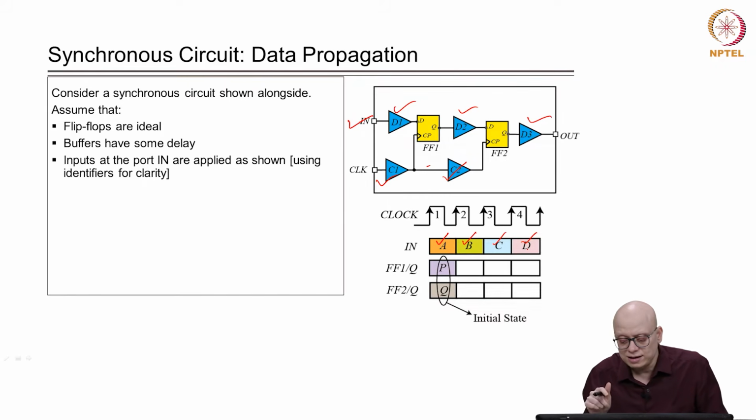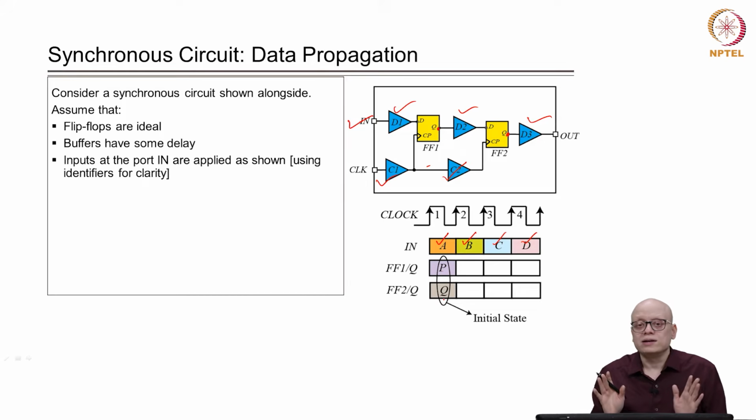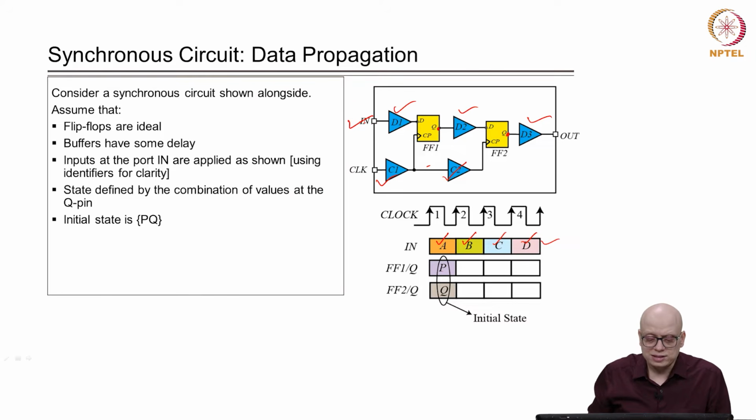Also assume that the initial value at the output of flip-flop 1, at Q, is P, and the output value at the output of the second flip-flop FF2 is Q, right. Suppose this initial condition is given and this sequence of inputs is applied at the input port in. Now, state is defined by the combination of values at the Q pins. Let us assume that we are defining states by the values that are there at the Q pins of these 2 flip-flops.